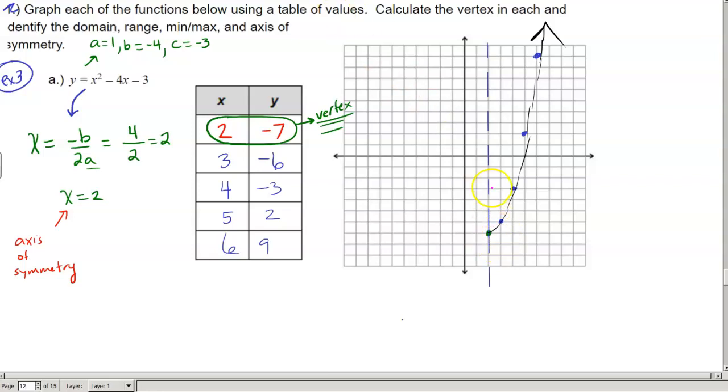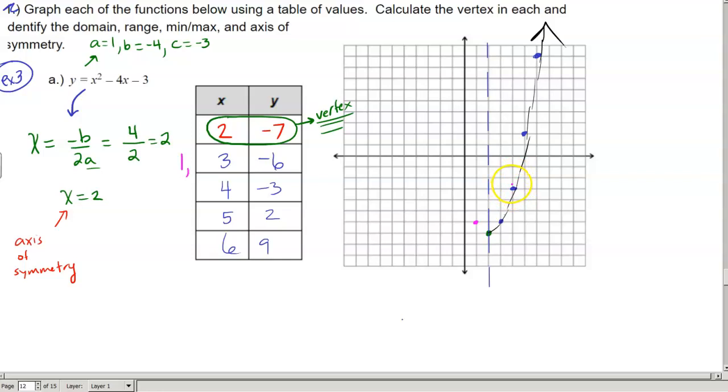The same thing. So I know that if I plugged in x equals 1, it's going to be the same output as x equals 3 because they're symmetrical about that line. So I'm going to put this right here. If I plug in 1 here or 3, I would get -6. And what about the 4? If I plug in 4, I get -3.